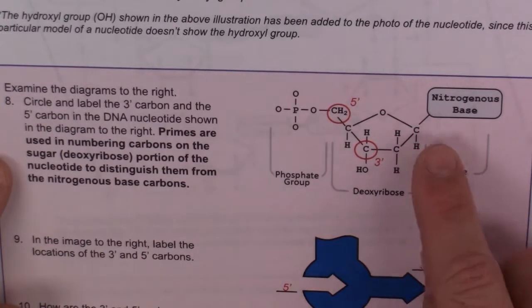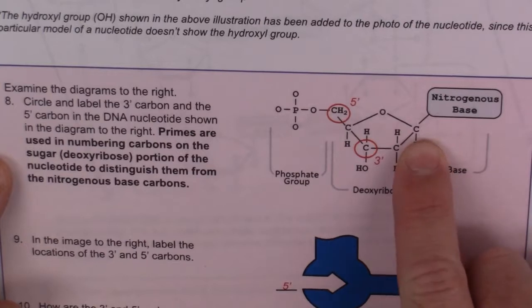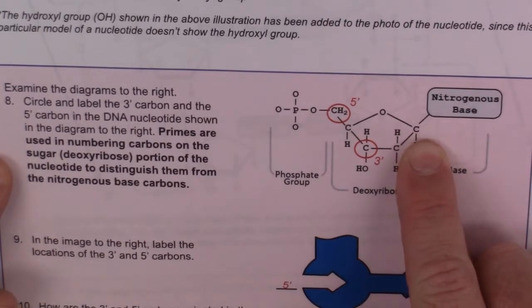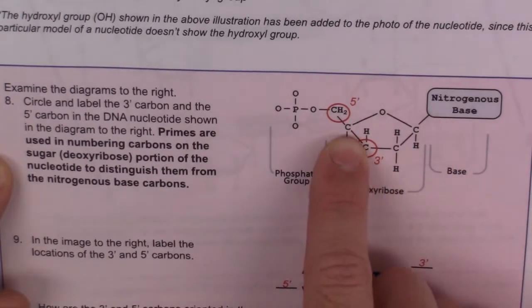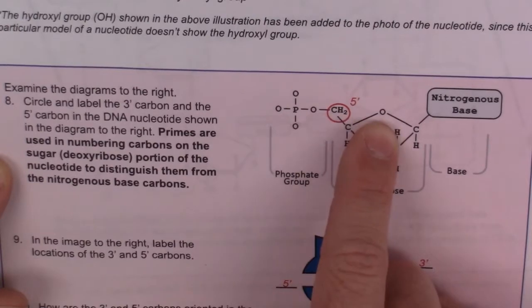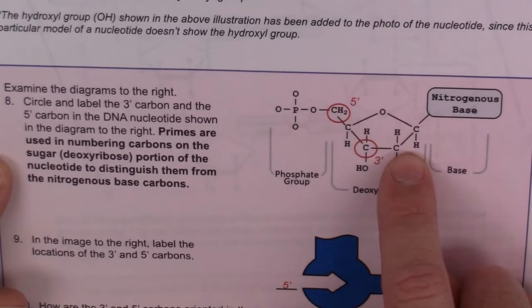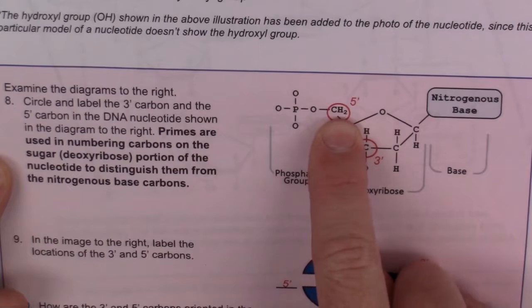direction. So to do that, we find the nitrogenous base and we look for that first carbon. That's carbon 1. And we're going to go in a clockwise fashion here. And there's 2, and there's 3, and there's 4, and 5. So we have an oxygen up here. So again, 1, 2, 3, 4, 5.